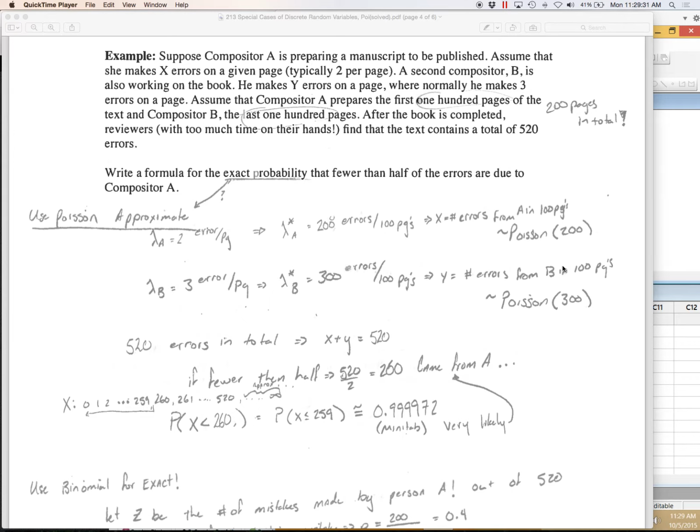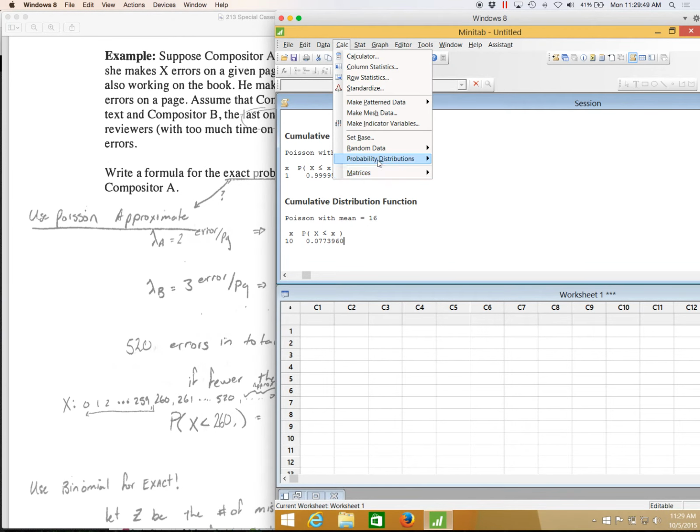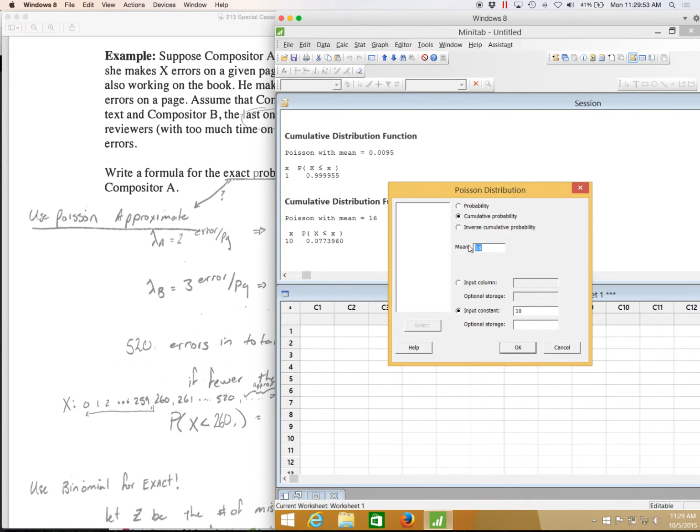Okay, so here A's lambda, their error rate or success rate, whatever you want to call it, is 200 errors per 100 pages. What's the probability that they made less than or equal to 259? Let's see. Calc, probability distribution, this is a Poisson. Here the number of errors they typically make in 100 pages is 200.